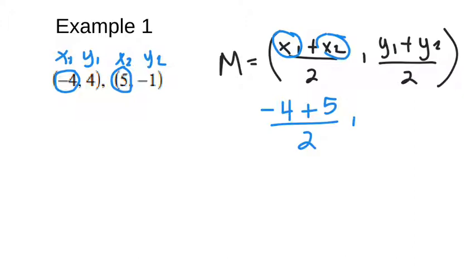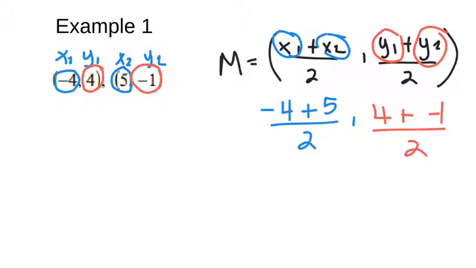Then I would plug in for y1. y1 I labeled as 4 plus y2, which I labeled as -1, over 2 from the formula. And then just PEMDAS. So you'll PEMDAS the top. -4 plus 5 is +1 over 2, and 1 over 2 doesn't divide evenly, so we'll just leave that as a fraction, 1/2.